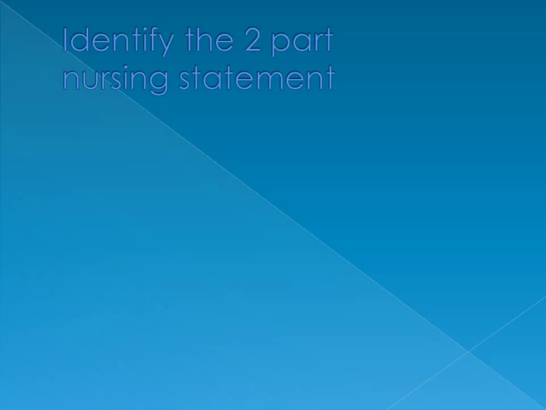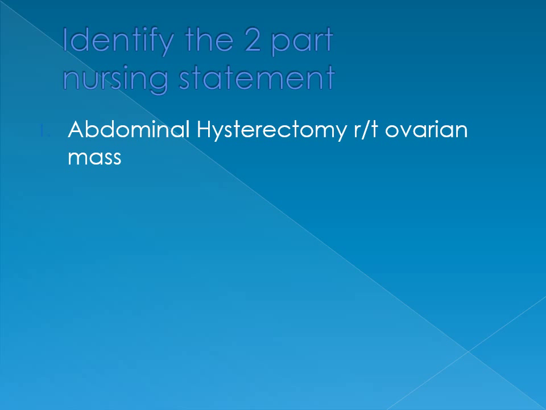So now let's look at some examples here so that you can go ahead and see what's right and what's wrong. And hopefully by working through each one of them, it will become clear to you. So we're just going to identify the 2-part. We're going to leave out the as manifested by, and we're just going to look at the nursing diagnosis and related to. So let's look at the very first one here, abdominal hysterectomy related to ovarian mass.